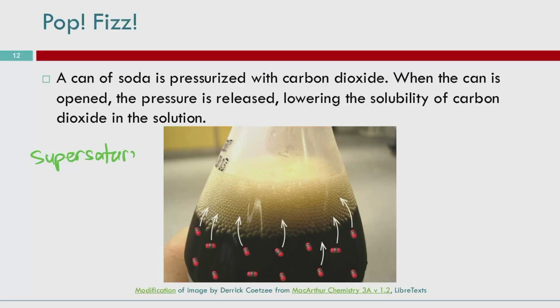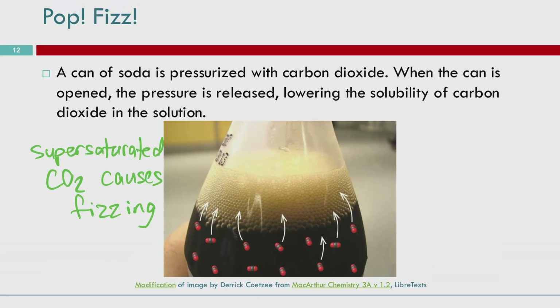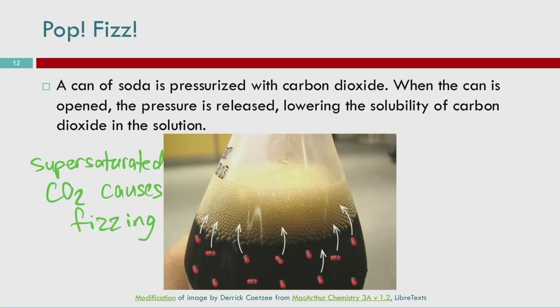So supersaturated CO2 causes that rapid fizzing that you get when you open a can of soda for the first time. Any questions about solubility so far?